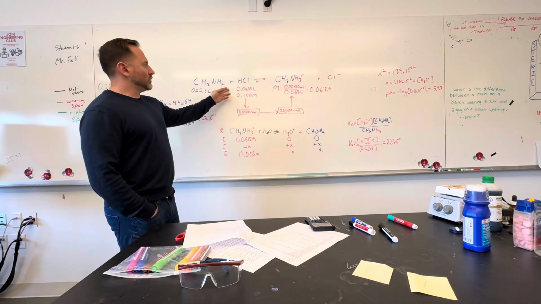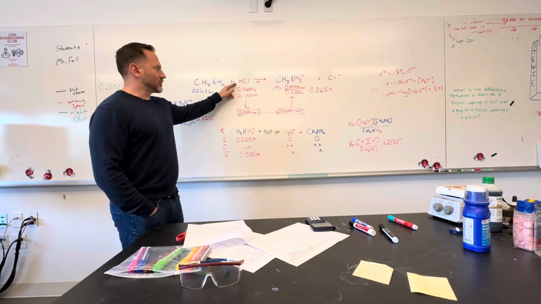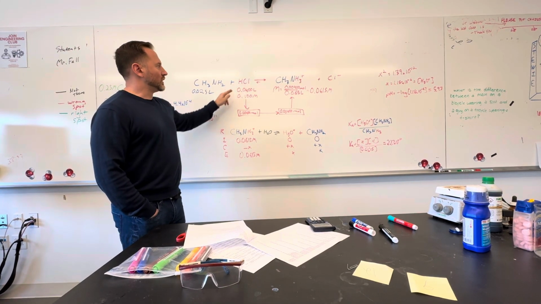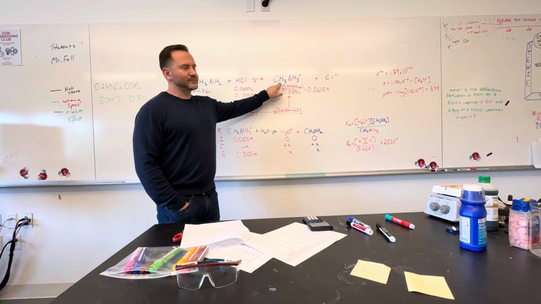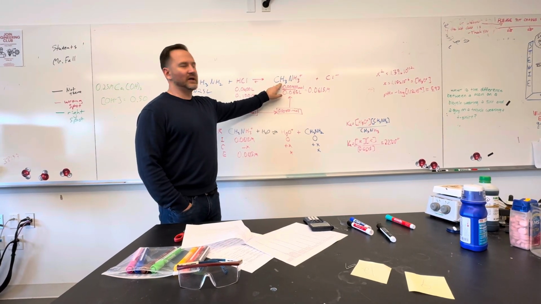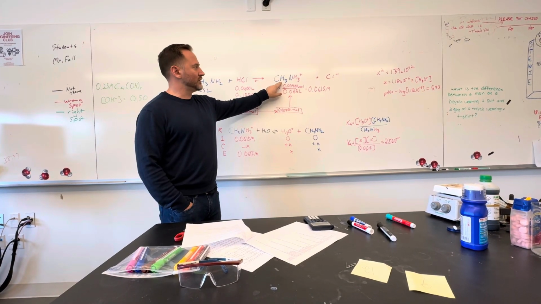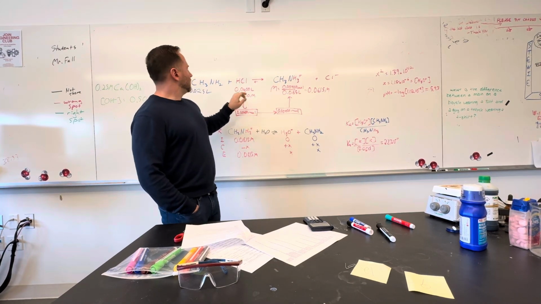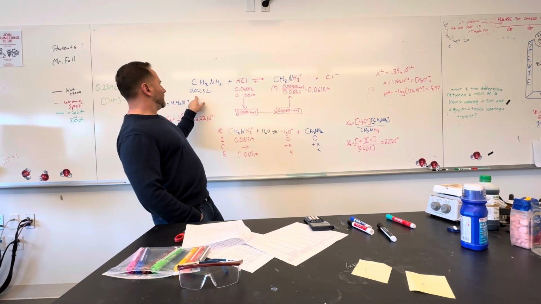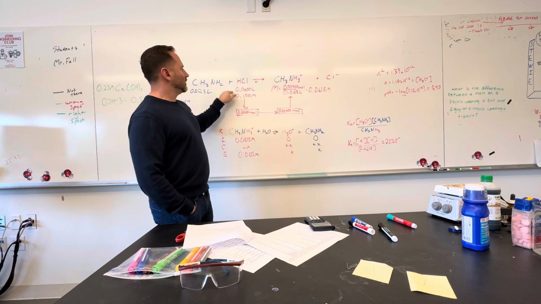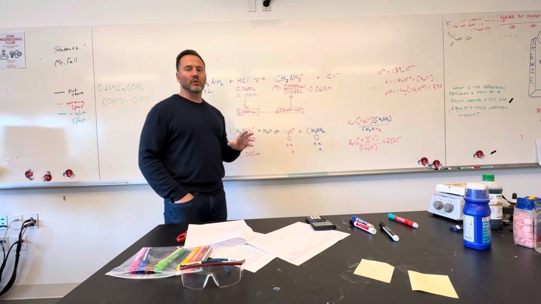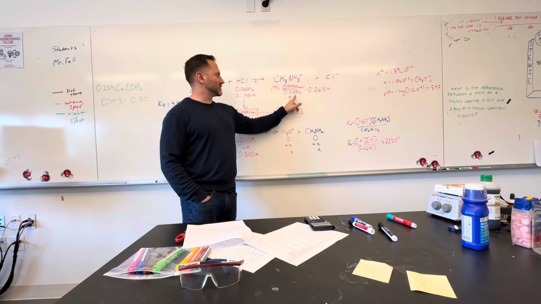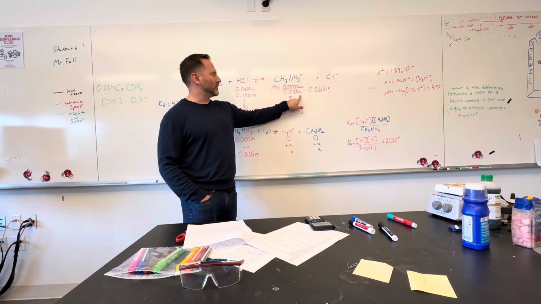So given that we know the volume and molarity of the hydrochloric acid we use, we can figure out how many moles of the protonated methylamine that we have right here, the conjugate acid of it, right? So now we had 25 mils of the methylamine solution, 40 mils of the hydrochloric acid solution, giving us a total volume of the solution of 0.065 liters or 65 mils.